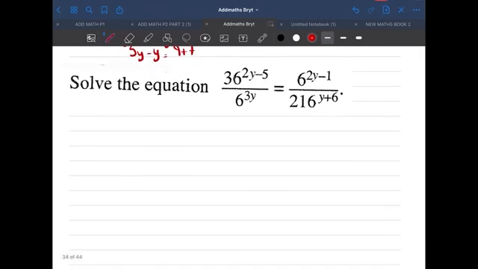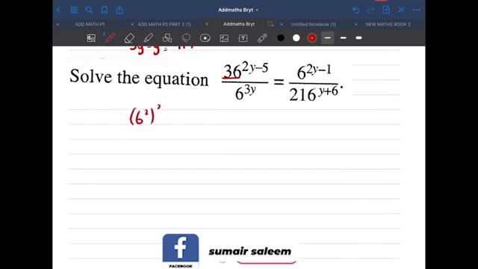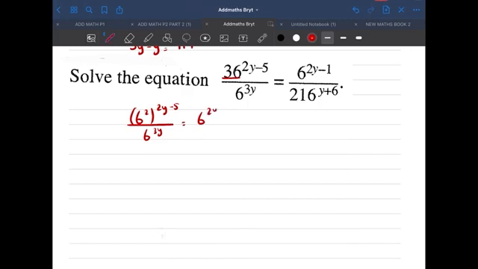Now the next question. If you see, can you convert this to power of 6? Yes, I can. 6 square is 36. So 6 power 2y minus 5 divided by 6 power 3y is equal to 6 power 2y minus 1. 6 cube is what? 216 power y plus 6. Now, can I write 6 power 4y minus 10, divided by 6 power 3y, is equal to 6 power 2y minus 1, divided by 6 power 3y plus 18? Got this?